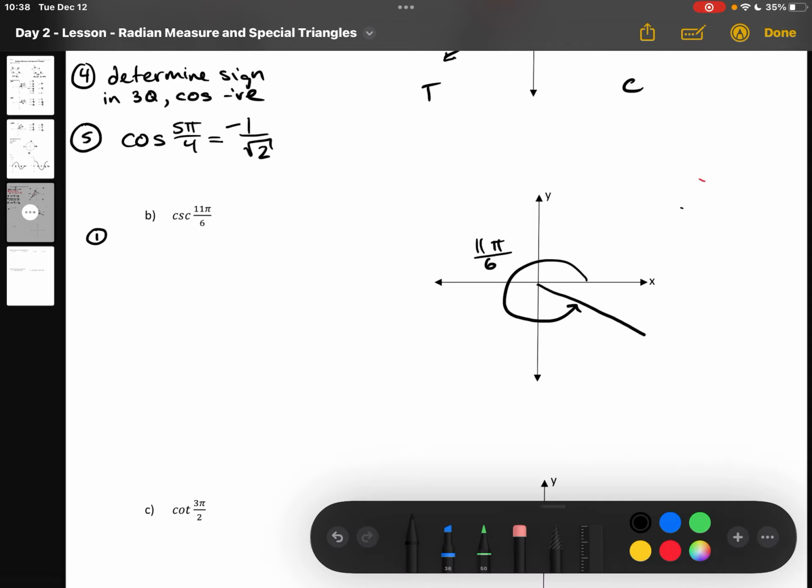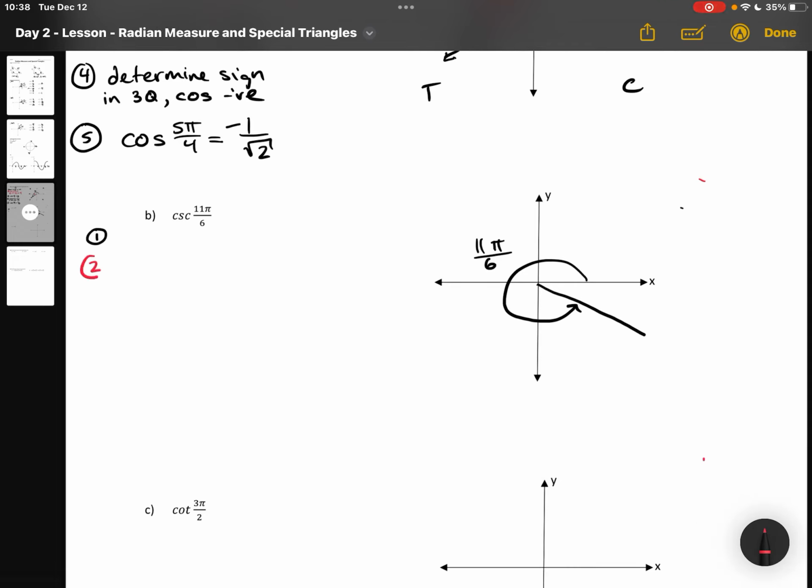So the second thing I'm going to do is find my related acute angle. And this is a step that I do expect you to show, and I do expect you to write down. So I'm going to show that this is my related acute angle. I'm going to call it theta. And I'm going to say that theta is equal to 2 pi, take away 11 pi over 6. So my related acute angle is going to be pi over 6, which conveniently matches one of our special triangles.